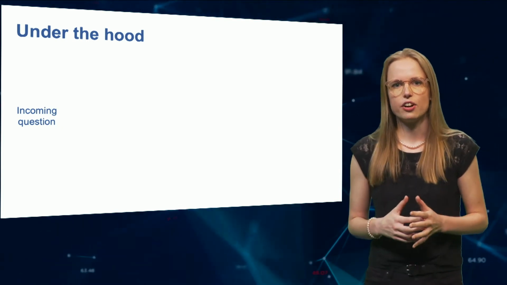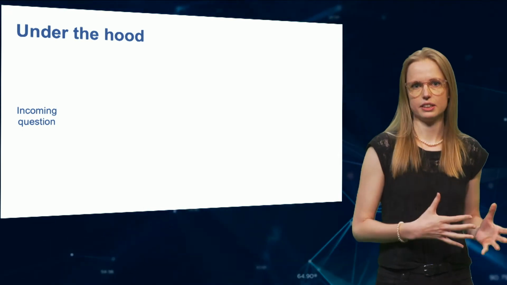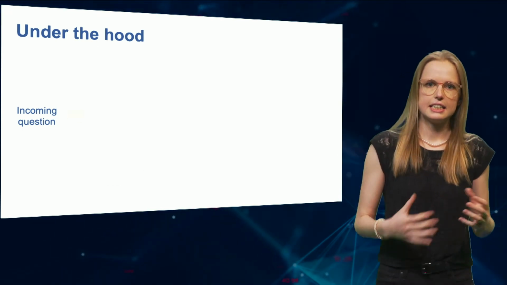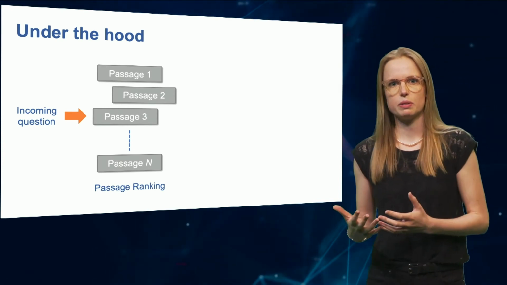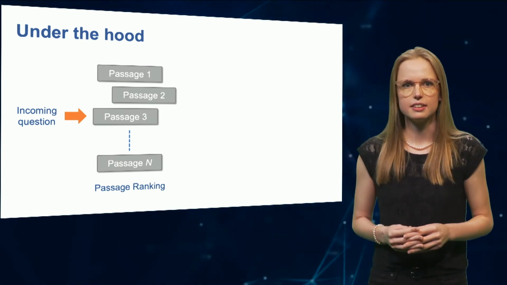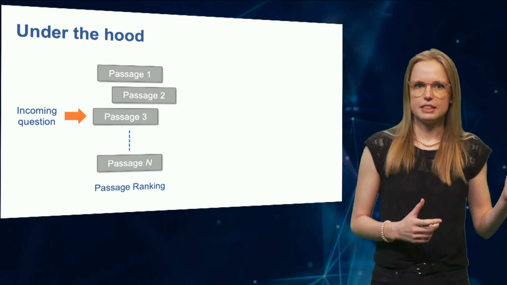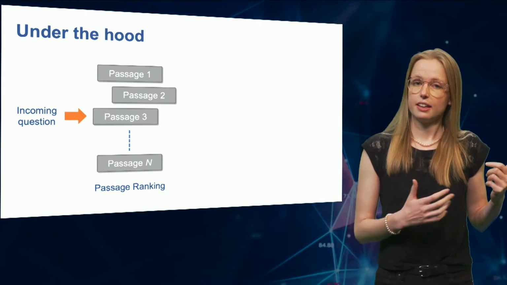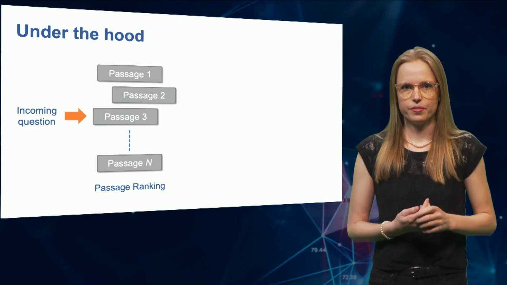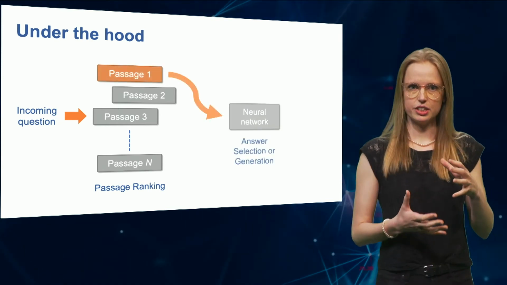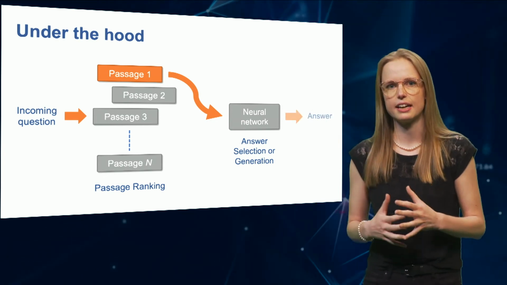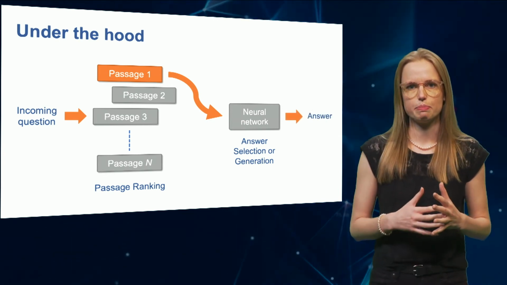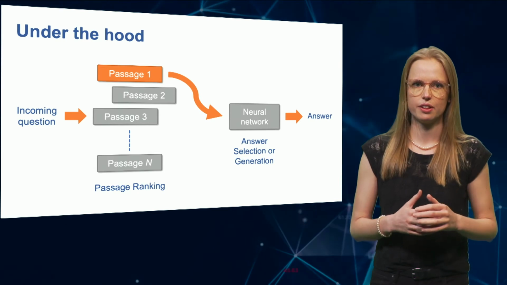The pipeline starts with a user asking a question. The system then tries to find as many documents and passages in these documents that could possibly contain the answers. All these passages are ranked based on the probability that they contain the correct answer. Now, the best passage is given to a neural network. This neural network selects the answer to the question from the passage and returns it to the user.